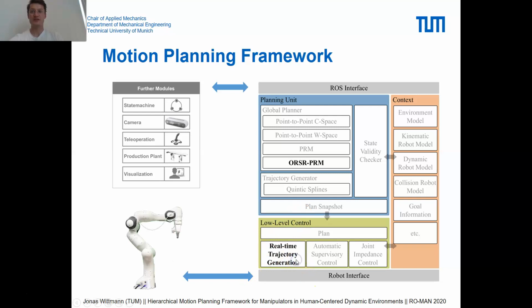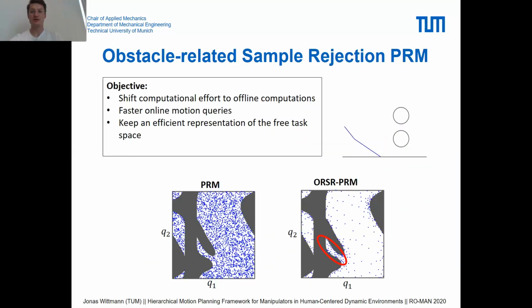As indicated previously, the objective of the ORSR-PRM is to shift computational effort to the offline calculation phase. Here we see the already presented task space of the two-arm manipulator. The corresponding planning map generated with the classic PRM is shown on this picture. To the right, the generated map of the presented ORSR-PRM. By adding a sample rejection step to the construction phase, the map generated by ORSR-PRM is less dense than the one generated by the standard PRM, which results in faster online motion queries.